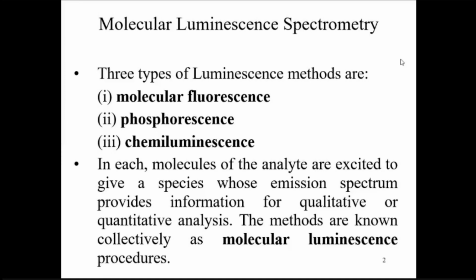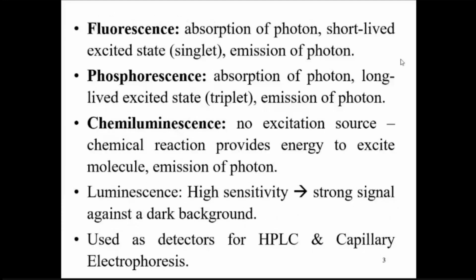In each of these three types, molecules of the analyte are excited to give a species whose emission spectrum provides information for qualitative or quantitative analysis. So basically, the analyte is emitting characteristic electromagnetic radiation. If we can measure it, we can get information about what is present in the analyte and how much of it is present. These methods are known collectively as molecular luminescence.